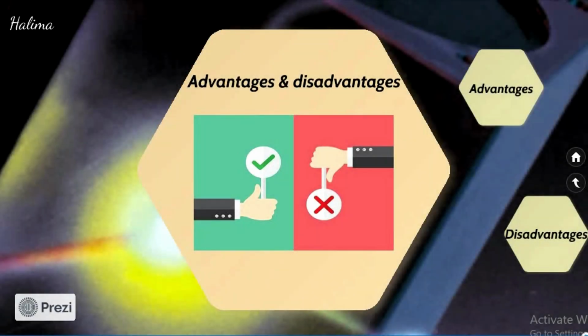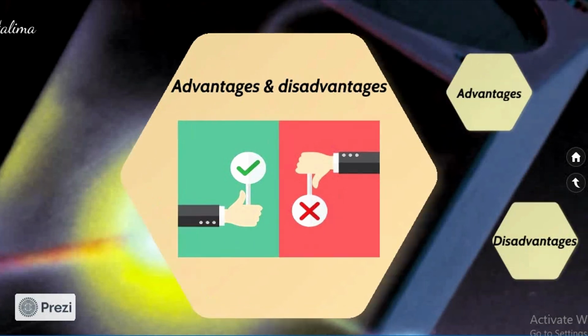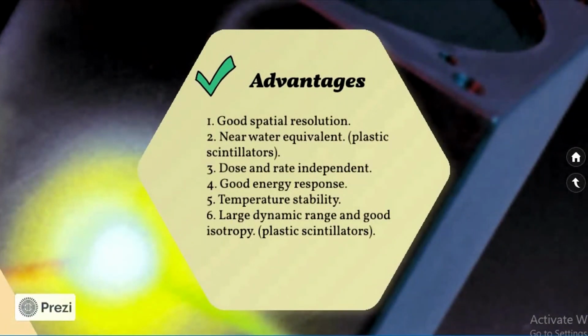Now, let's talk about the advantages and disadvantages of scintillation dosimetry. Scintillation dosimetry has a unique set of advantages. They can be used in situations where high spatial resolution is required. For example, plastic scintillation dosimeters show excellent spatial resolution. Water equivalence: the composition of scintillators is approximately equivalent to water, which makes them suitable for measurement in clinical dosimetry.